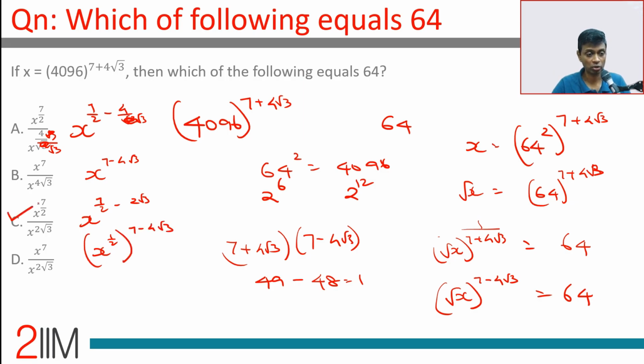This choice works brilliantly. Choice A, if it had been 4 root 3, we would have exploded. It is 4 by root 3, so we don't have to worry about it. Choice C takes us to x power 7 by 2 minus 2 root 3, or x power half whole power 7 minus 4 root 3. Numerical friendliness, being friendly with picking that 7 plus 4 root 3 and 7 minus 4 root 3 are reciprocals. 4096 is 64 squared. That really pays off. So it's a cruel question if you can't pick that.